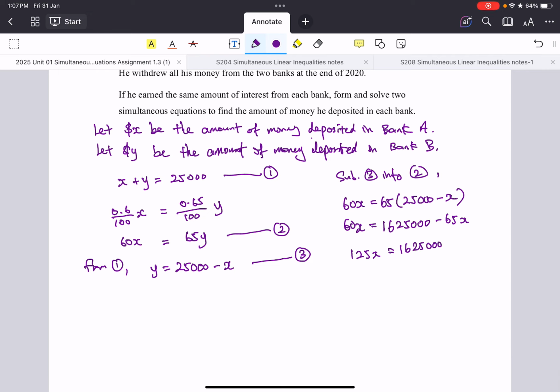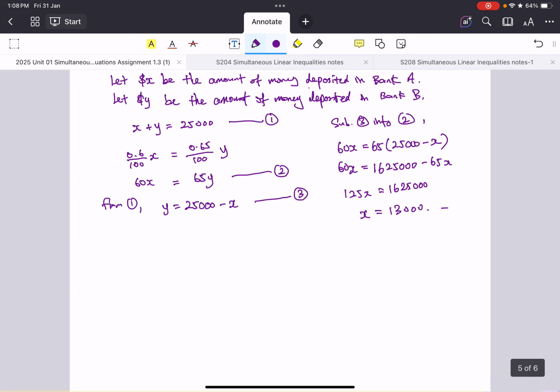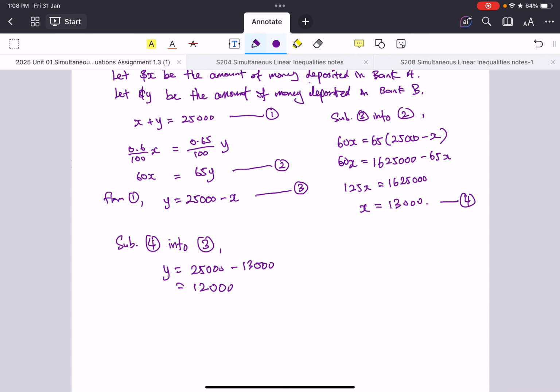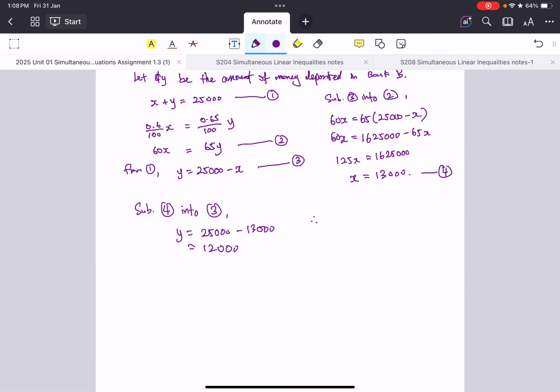1625000. So I divide this with 125. So x is equals to 13000. There we go. Okay, I'm going to call this equation 4. Why not? So I'm going to sub 4 into 3. Y will be equals to 25000 minus 13000, which will be 12000. There we go. We solved this, right? So therefore, x equals to 13000 when y is equals to 12000. And then we answer the question.